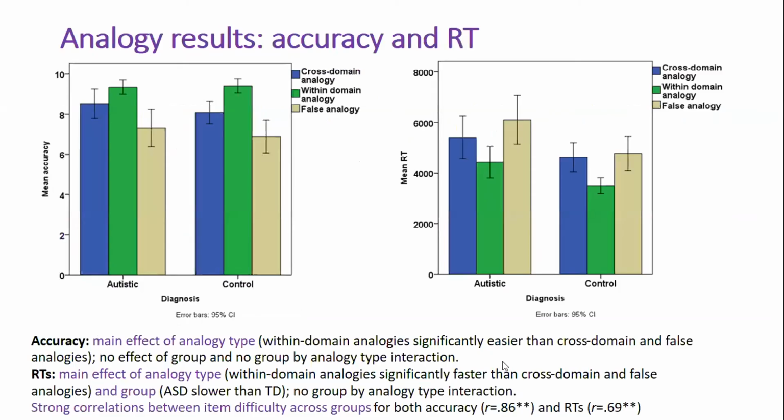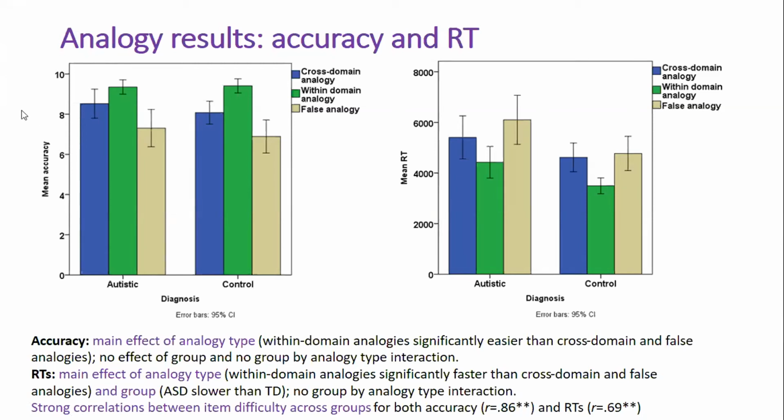Okay, so these are the results for the analogical reasoning task. You see the three types of analogies. Cross-domain analogies are the blue bar, within-domain analogies are the green bar, and false analogy is this grayish bar. You see that there was a main effect of analogy type. As expected, cross-domain analogies were a bit more difficult than within-domain analogies, and false analogies were the most difficult.